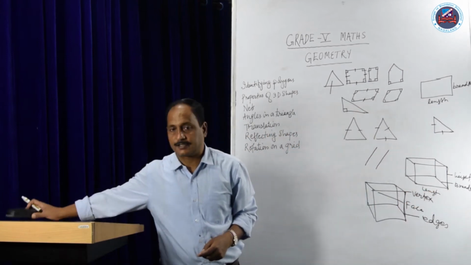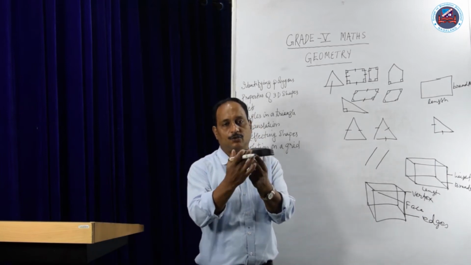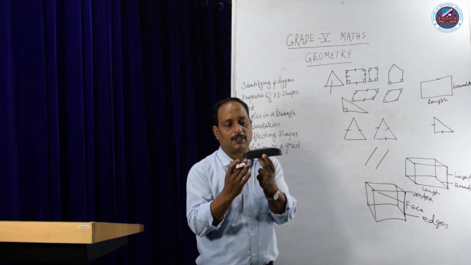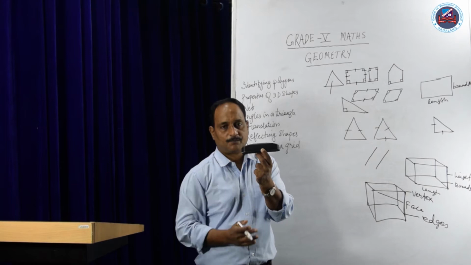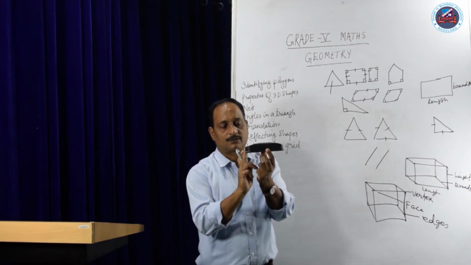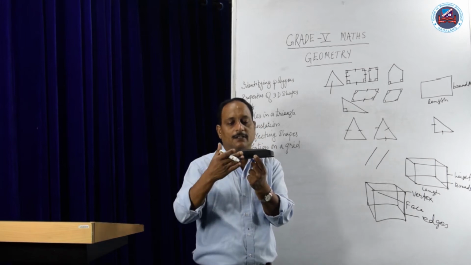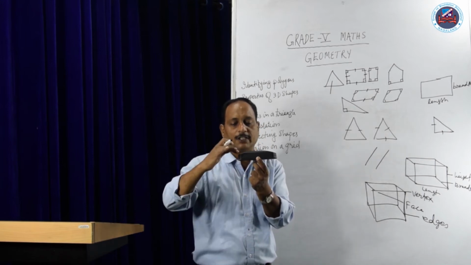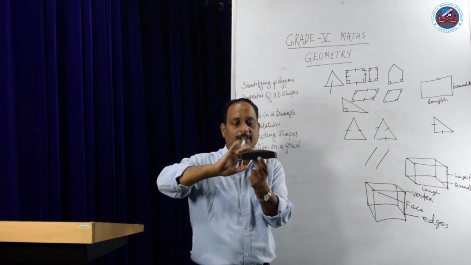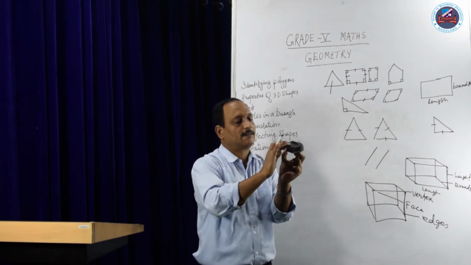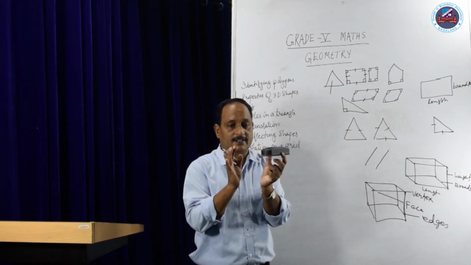Let us take this again. This joining corner of this face and this face is called an edge. Here also one edge, one edge, one edge. This face and this face joining is this edge. Similarly, this face and this face joining is this edge. So this is called an edge, the corner of the faces.